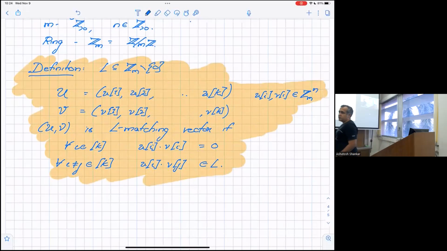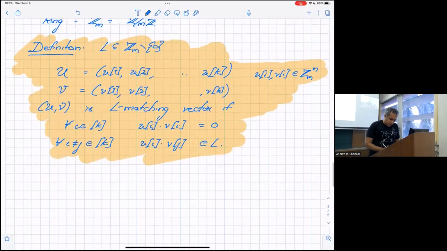Is it clear what the definition of matching vectors is? I'm working with the ring Z_m. I'm looking at vectors of length n, and I'm asking for two sets of k vectors, but they're ordered, so that they're matching vectors. So there are k vectors and a corresponding k matching vectors, so that for every pair of matched vectors, their dot product should be 0. And for all other pairs, the value should lie in the small set L.